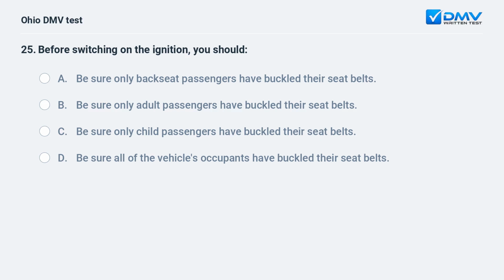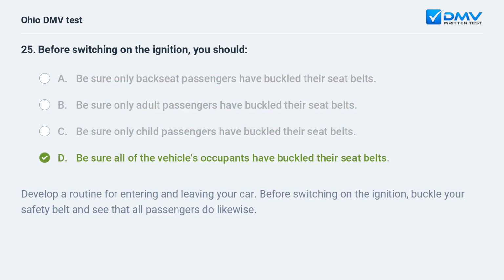Before switching on the ignition, you should A. Be sure only backseat passengers have buckled their seat belts. B. Be sure only adult passengers have buckled their seat belts. C. Be sure only child passengers have buckled their seat belts. D. Be sure all of the vehicle's occupants have buckled their seat belts. D. Be sure all of the vehicle's occupants have buckled their seat belts. Develop a routine for entering and leaving your car. Before switching on the ignition, buckle your safety belt and see that all passengers do likewise.